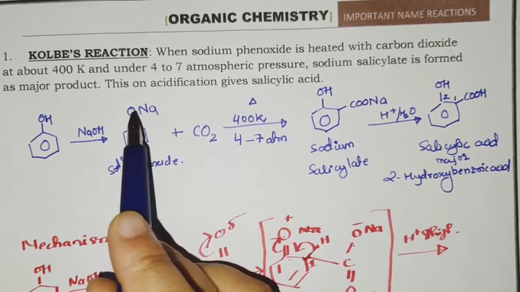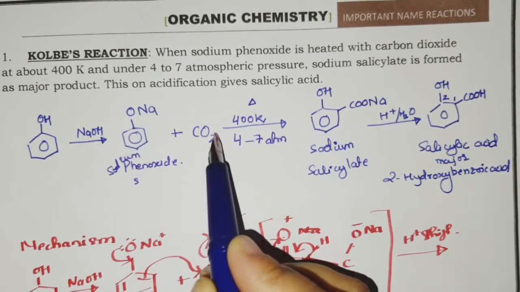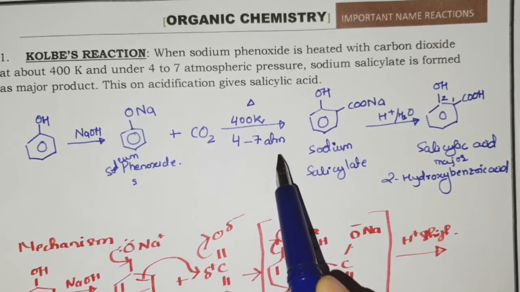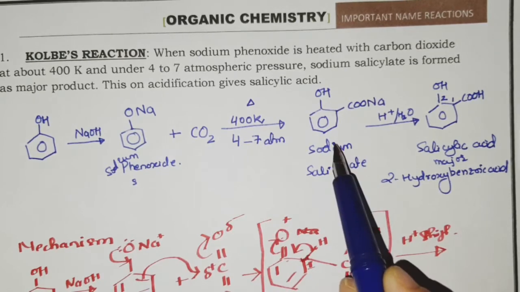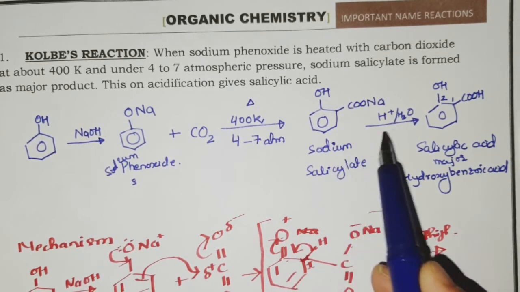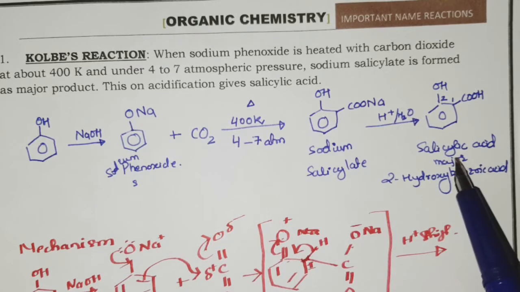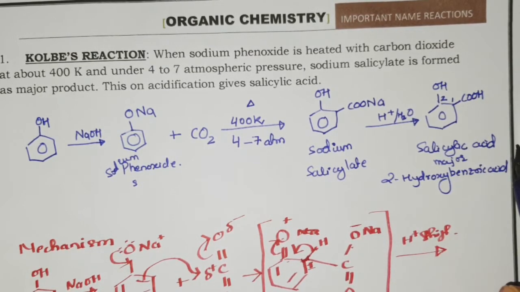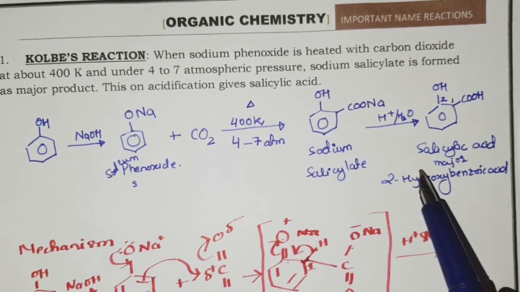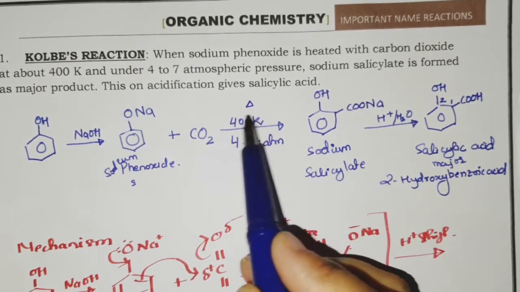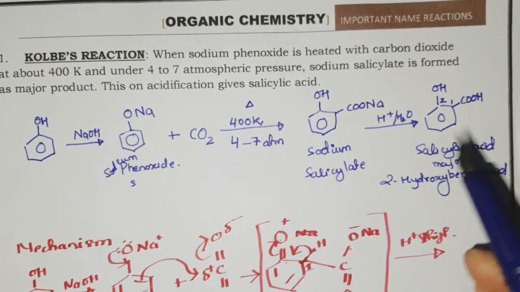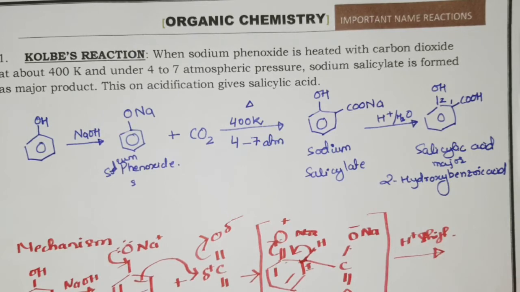Sodium phenoxide is heated with carbon dioxide at temperature 400 Kelvin and pressure 4 to 7 atmosphere, and sodium salicylate will form. Upon hydrolysis this will give salicylic acid, and the major product is the ortho one. Para is also obtained, but in minor amount. But if we increase the temperature above 400 or 410 degrees, the para isomer will be in major amount. So this is all about Kolbe's.